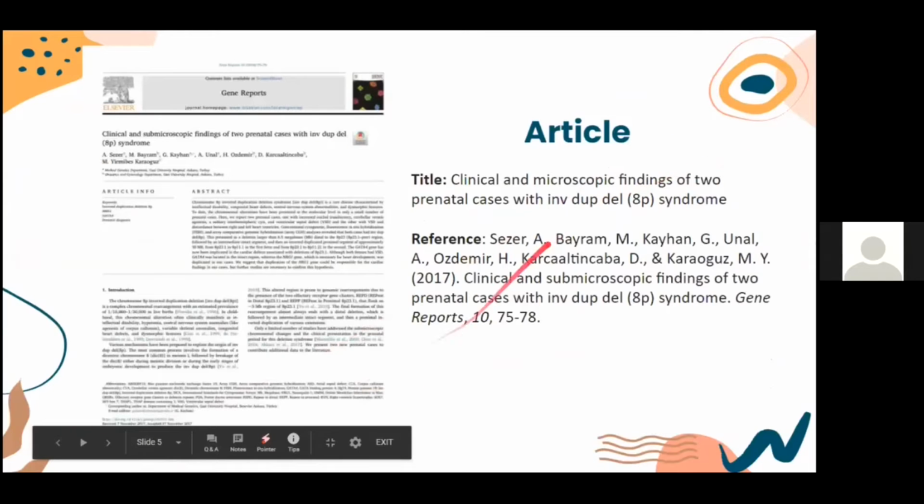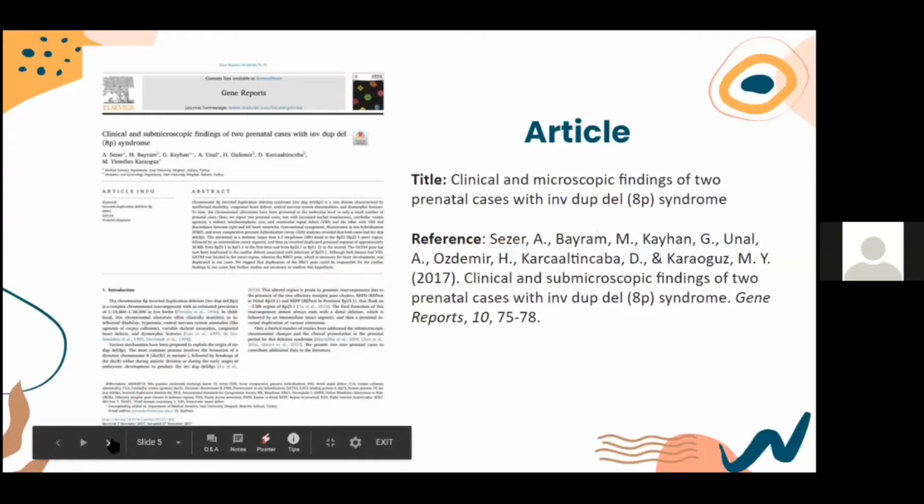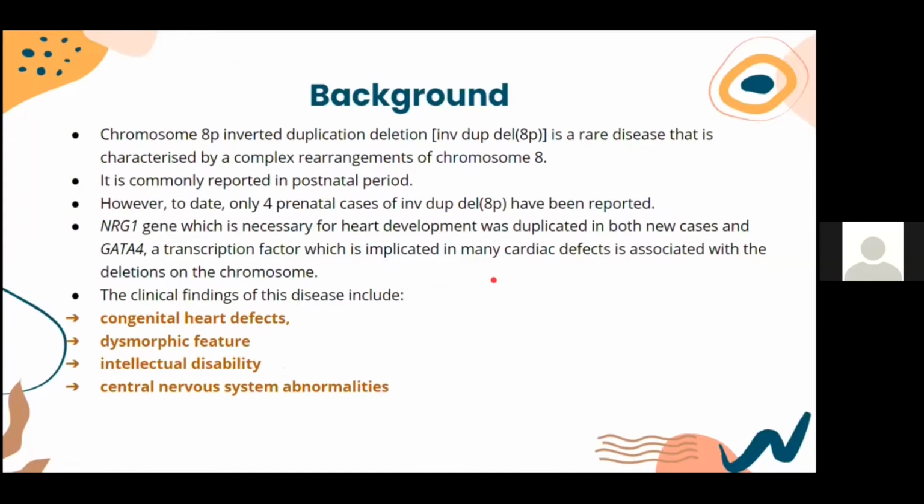We have chosen this article from Cesar et al. 2017, titled Clinical and Microscopic Findings of Two Prenatal Cases with Inversion Duplication Deletion of Short Arm Chromosome 8. Next, I will briefly explain the background of the disease.